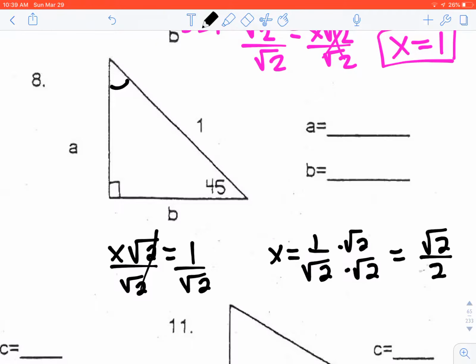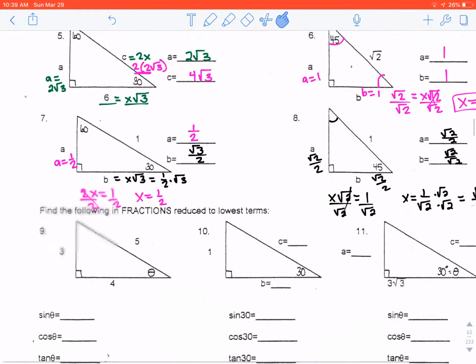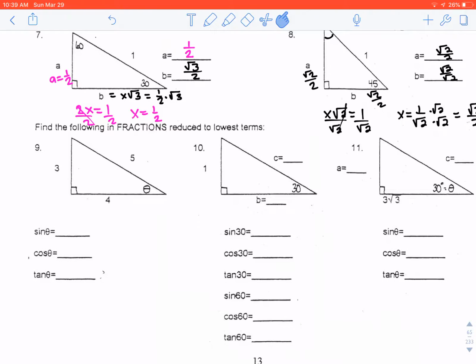So in this case, you end up with square root 2/2 for both of our legs, which is our A and our B. So again, the 45, 45, 90 triangle is a lot easier because once you find the leg, that takes care of both your A and your B. Okay, so that's 8. Let's look down at the bottom 3.